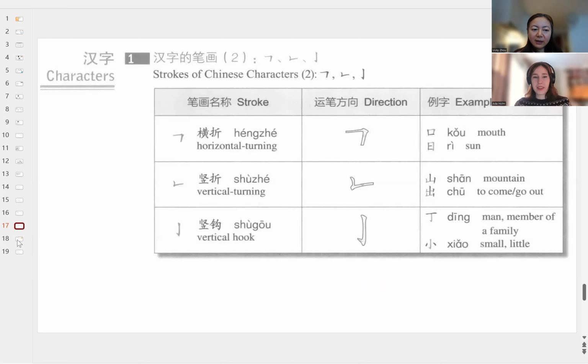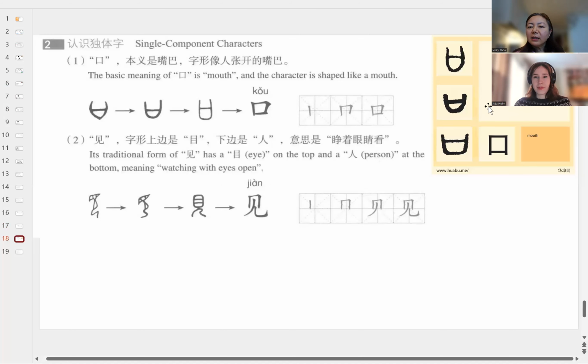Okay. Then we take a look at the next part. Characters. This kou nowadays is quite easy for you, right? Mouth. Yes, I remember it. Okay, now write this jian by yourself. What does it mean? Jian, like to meet. For example, 我看见你. 见, 比如说我去见你, I go to meet you. But if I say 我看见你了, it means I see you. 见, to see. Good.